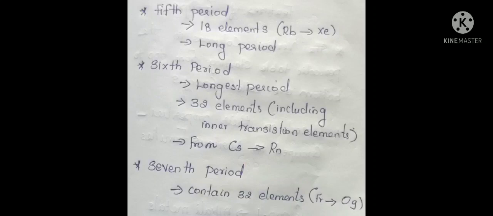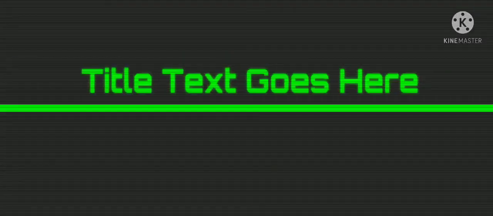First shortest, second and third short, fourth and fifth long, sixth and seventh longest. First period contains 2 elements, second and third periods contain 8 elements, fourth and fifth contain 18 elements, and sixth and seventh contain 32 elements. Have you understood? Next, we are going to see the features of groups.